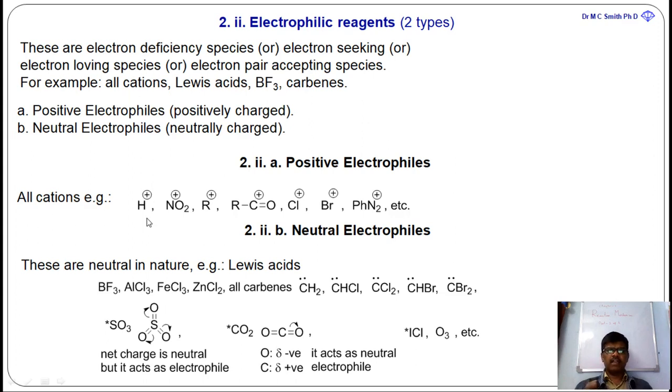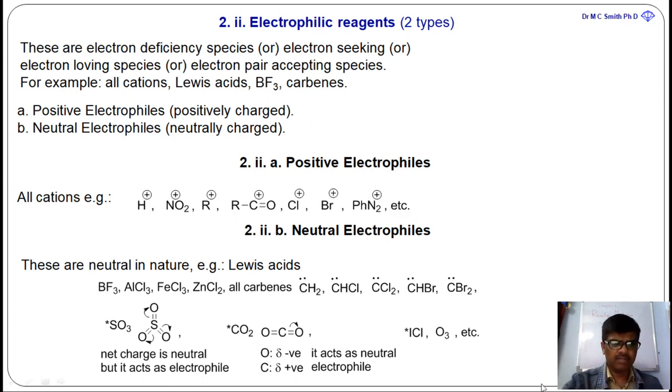Wherever you see a plus charge, it is an electrophile. So remember, a plus charge means an electrophile. All cations, H plus, NO2 plus, R plus, RCO plus, Cl plus, bromine plus, n number of plus charged molecules all come under positive electrophiles.